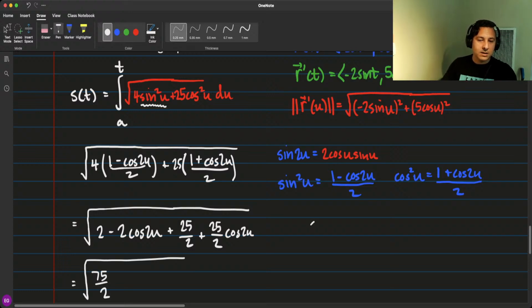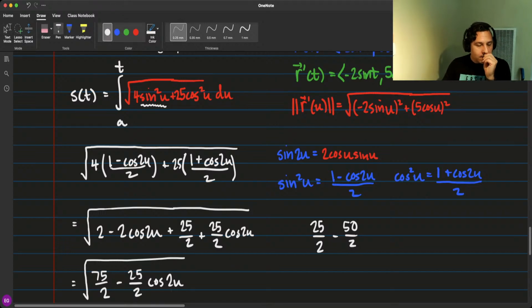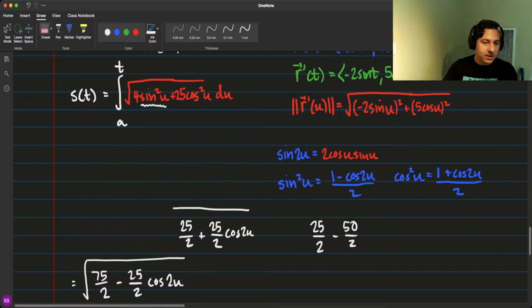And then now we're going to get 25 over 2 minus 2, which is 50 over 2. That's going to be minus 25 over 2 cosine 2u. Ooh, I think we might actually be able to get this one. Wait, no, that's not going to work, because we can't do a u substitution here. That's not going to do it for us. Okay. I'm not going to go through the details because that's not working. I'm just going to tell you what you get.